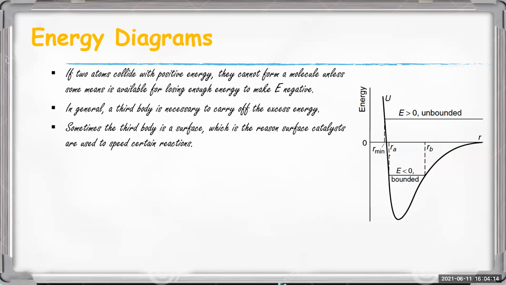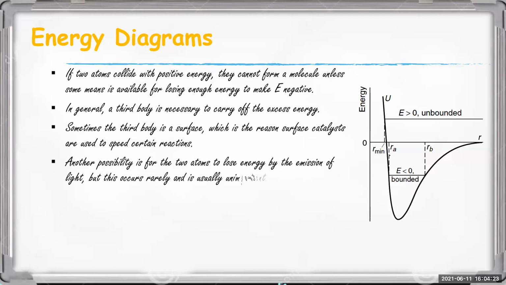Or in some cases, the atoms release energy in the form of emission of light. But this occurs rarely, and it is usually unimportant. So this is the energy diagram for a diatomic molecule.